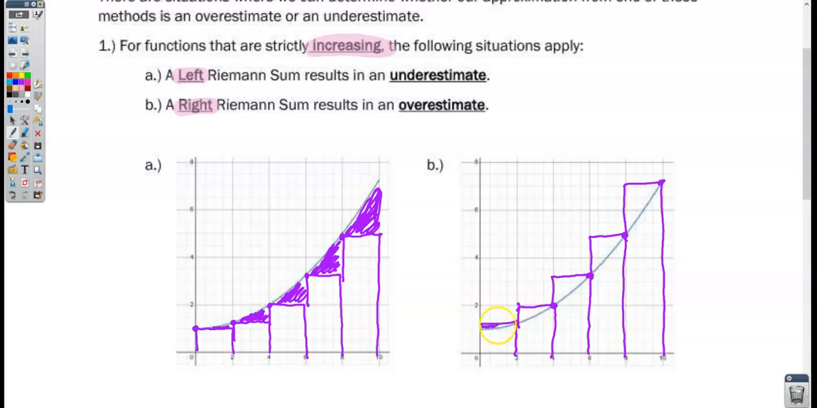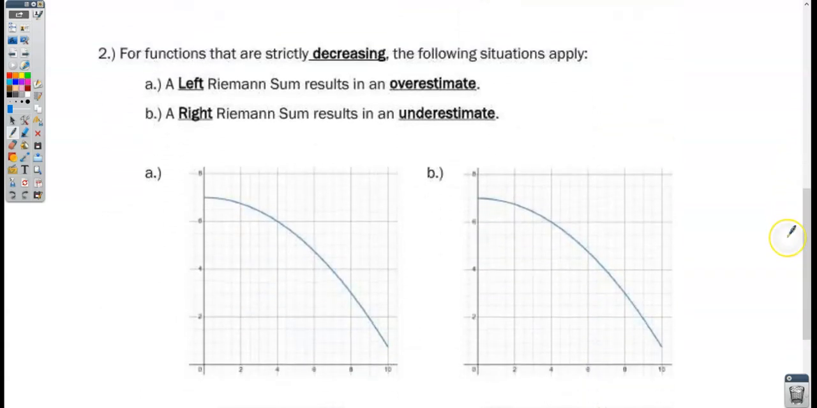The opposite happens with the right Riemann sum. The right endpoint on an increasing function is always larger than all the other values of the function on the interval. And so we've got all this area that I've shaded in here that the right Riemann sum is counting, but that is not underneath the curve. And so the right Riemann sum here results in an overestimate.